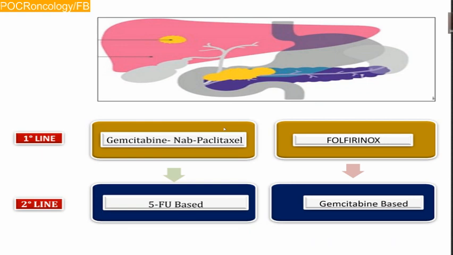So in the first line, if we use gemcitabine, nab-paclitaxel, I think we should shift to the 5-FU in the second line. And if we start a patient with FOLFIRINOX chemotherapy, I do believe we should shift to gemcitabine. We don't have any very strong evidence for that.